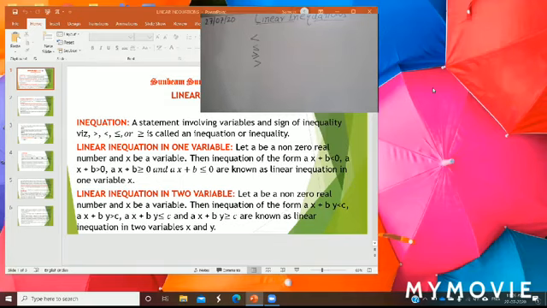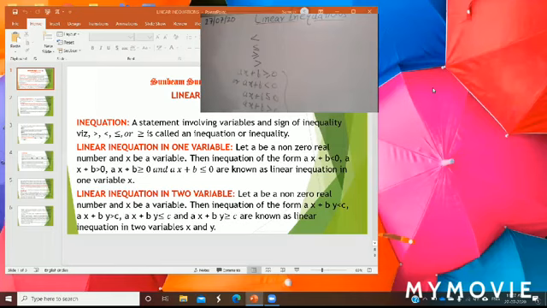Linear inequation in one variable. The standard form of a linear inequation in one variable is given as ax plus b greater than or equal to 0. You write it in this way, or it can be in the form ax plus b less than 0, or ax plus b less than or equal to 0, or ax plus b greater than 0. All of these are known as linear inequations in one variable.